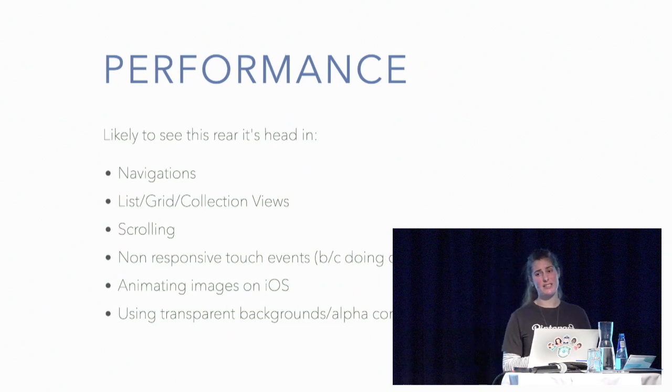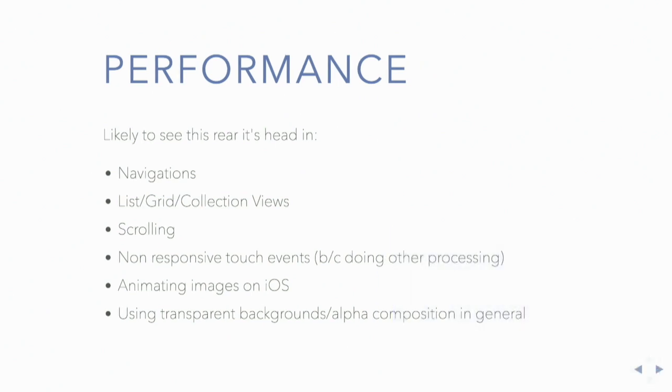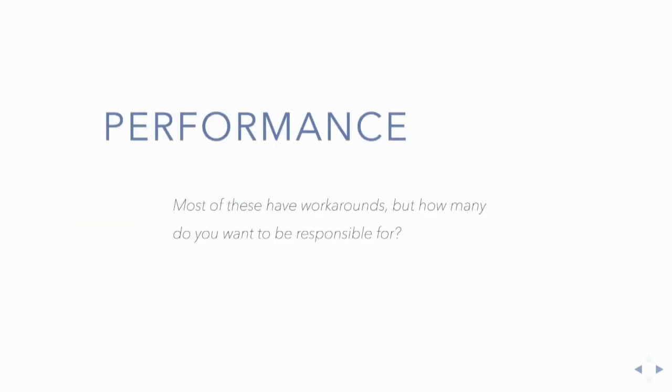And so where are you going to see this raise its head? Well, a lot in navigations when you're sliding screens in on top of each other. Also in list views, when you're scrolling, when you're animating images, all of that heavy lifting, you're probably going to start seeing this affect you. Now, a lot of these have workarounds. We had issue with our list view, and we optimized it, and we set flags, and we did other things, and we loaded less data, and we did render ahead, and all of this stuff. So a lot of these things that I've pointed out, there are things that you can do to mitigate them. But you have to sit there and wonder, how many times do I want to have to mitigate an issue?